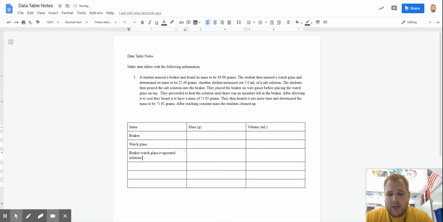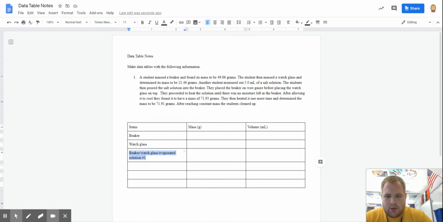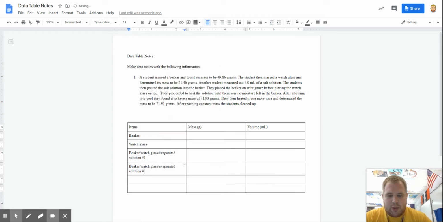So we're going to put a number 1 here. And what we can do, if you're typing it, is copy and paste and just change that 1 to a 2. Now, we have all our masses. However, that one student found the volume of salt solution. So we're going to put salt solution, and that will be it.